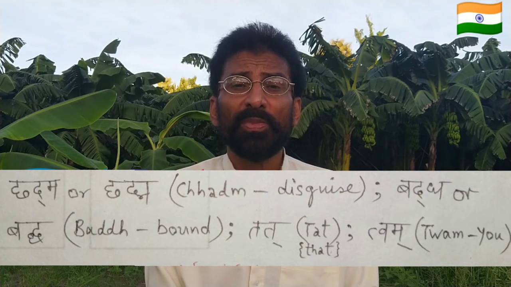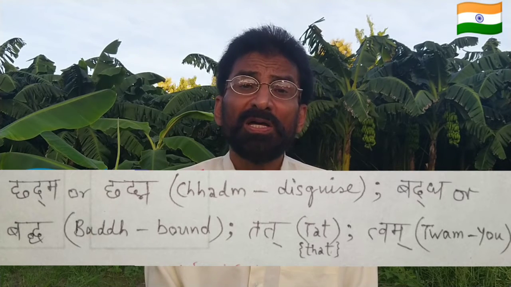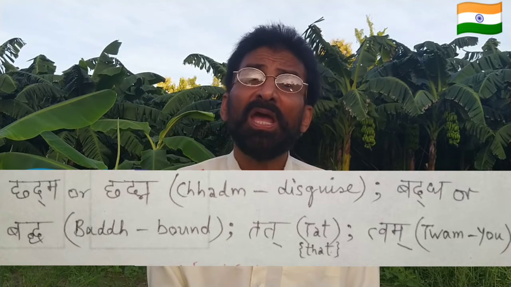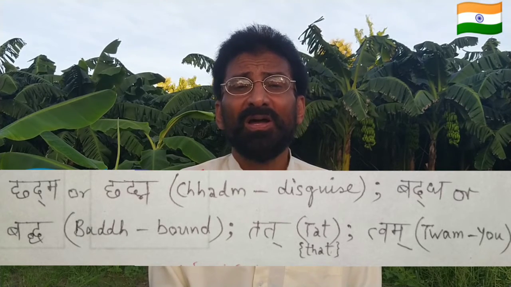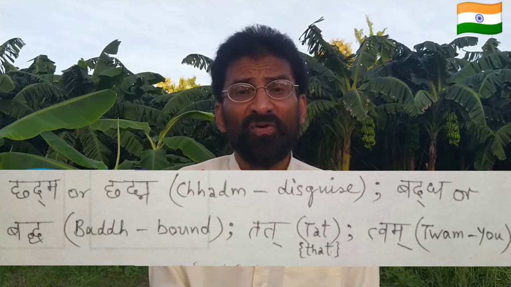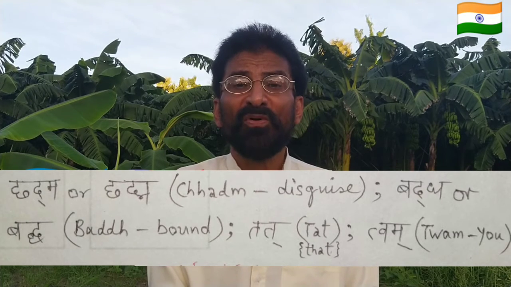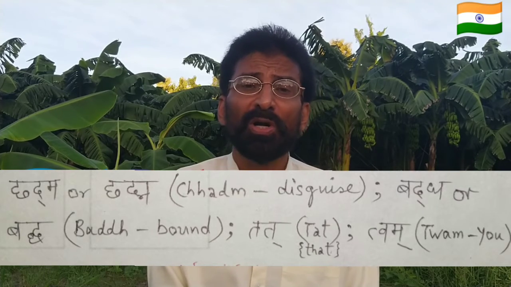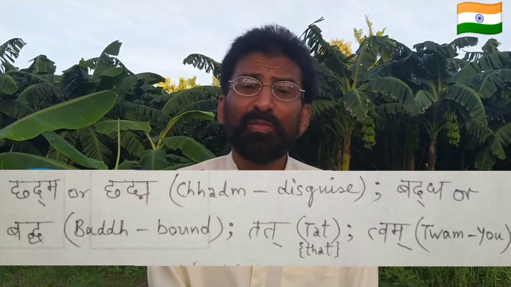Tvam. So first ta is half. So what I did, I just made a half ta, and then full va, and then ma is half because I have put a halant mark underneath the last letter ma.